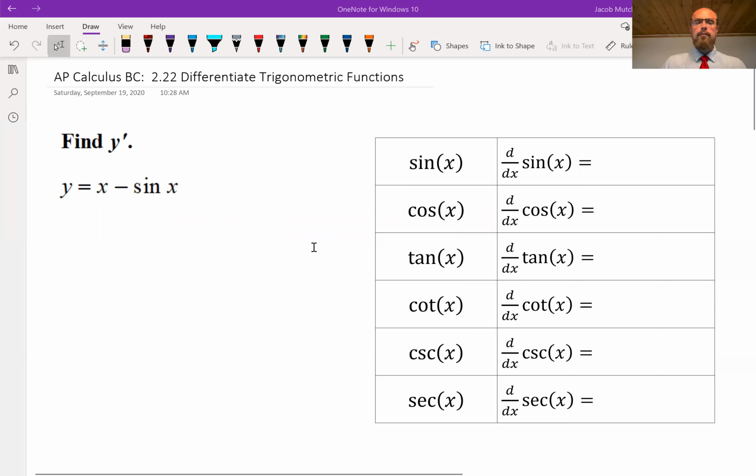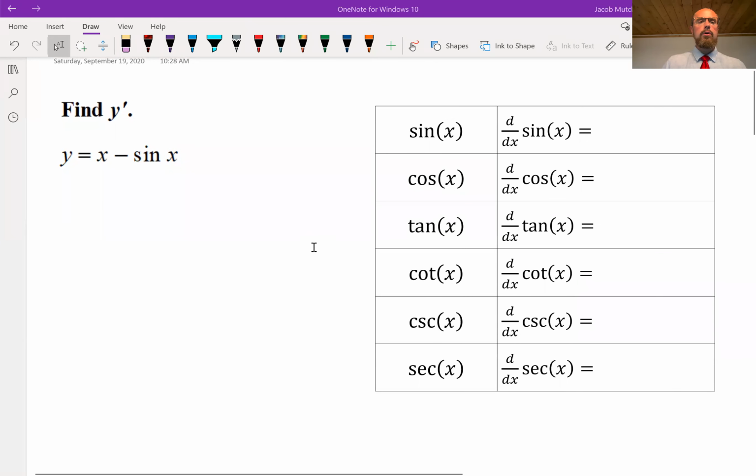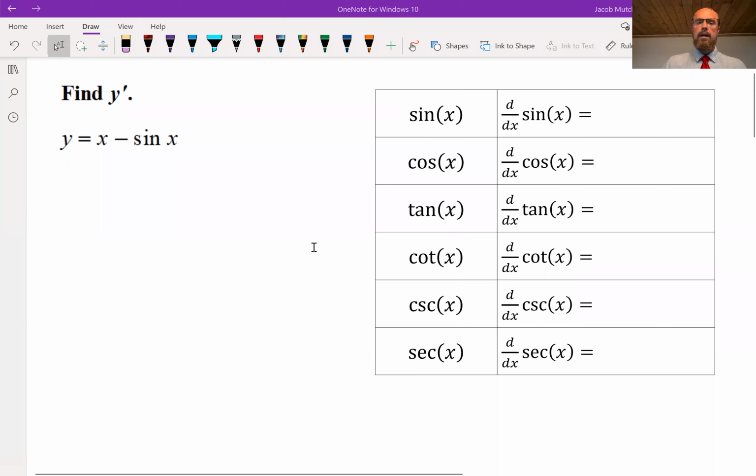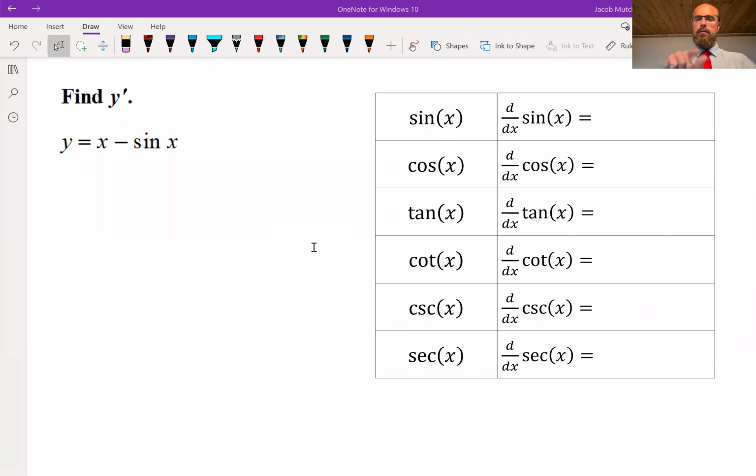So let's take a look at our first trigonometric function. We are looking to find the first derivative of y, and we're told our function is y equals x minus sine of x. So I see that I need to apply my difference rule for differentiation because I have x minus sine of x. As I start to record the derivative of y, I can begin with the derivative of x. Remember, that's my linear term, which has the derivative of 1.